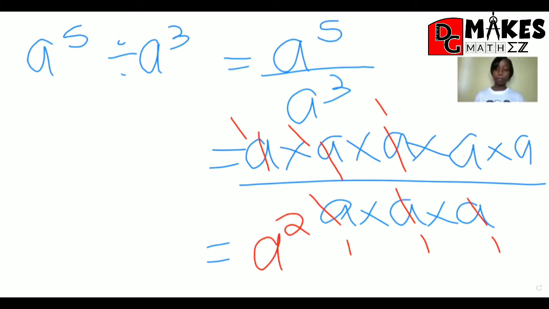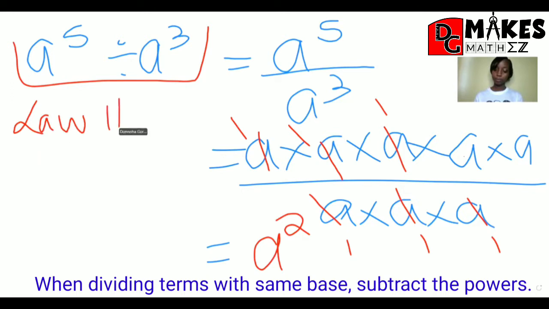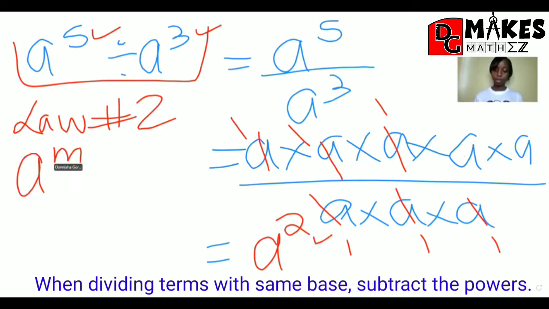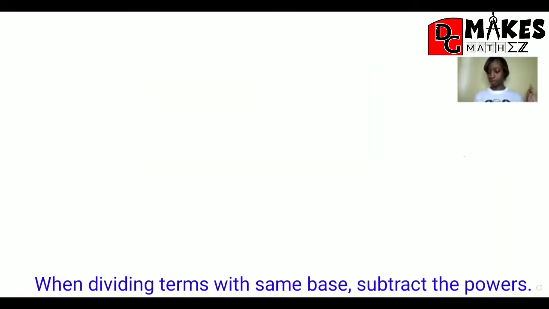And so we can pick up another pattern for law number 2. That says if I'm dividing 2 terms that have the same base, I can go ahead and subtract the powers. 5 minus 3 gives me 2. So let's use just some variables so we can keep it general. Dividing the same base, we can go ahead and subtract the powers. All right, that takes care of law number 2. You can pause, you can write.